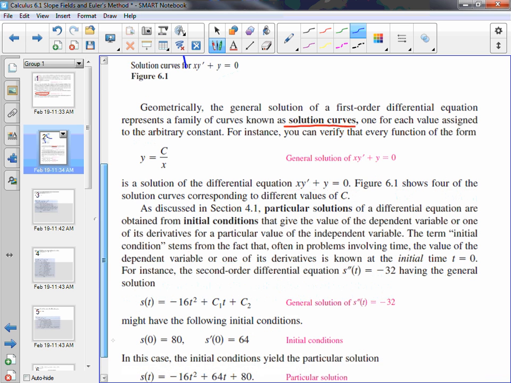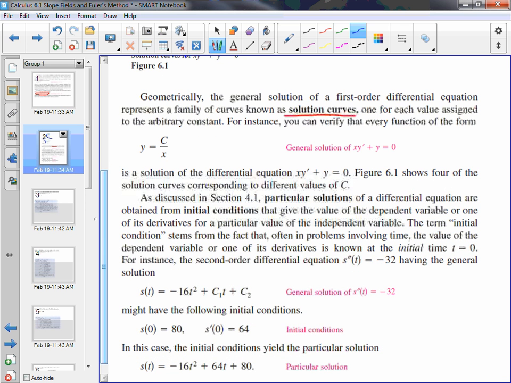As discussed in section 4.1, particular solutions of a differential equation are obtained from initial conditions that give the value of the dependent variable or one of its derivatives for a particular value of the independent variable. In other words, they give you a y for a particular x. They give you an ordered pair that will be a solution. They'll give you a point on the graph of the solution.